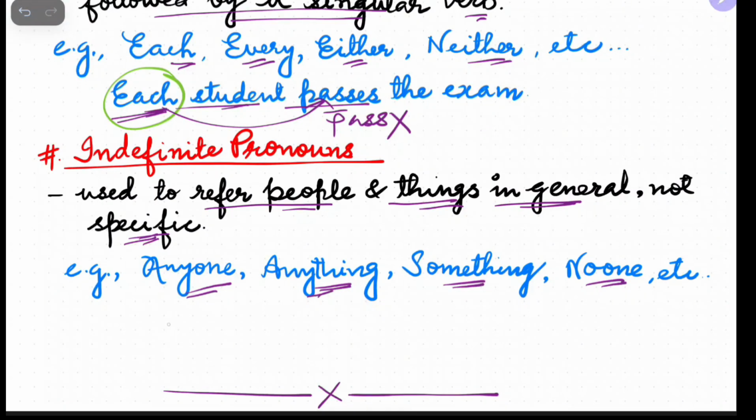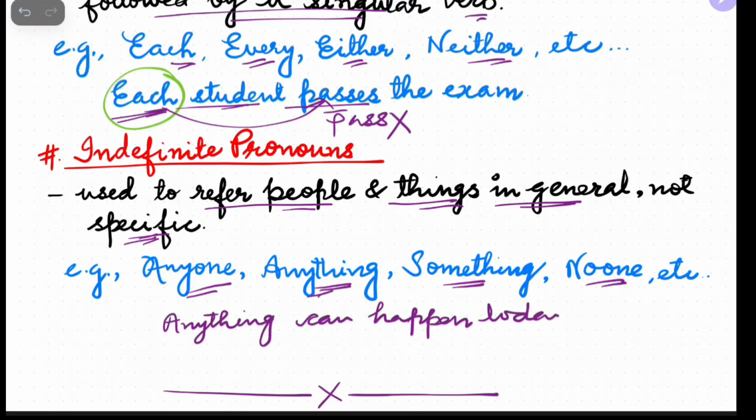If you see an example, anything can happen today. See, this is an example of indefinite pronoun. Similarly, we can see other examples. These words are none other than examples of indefinite pronouns.